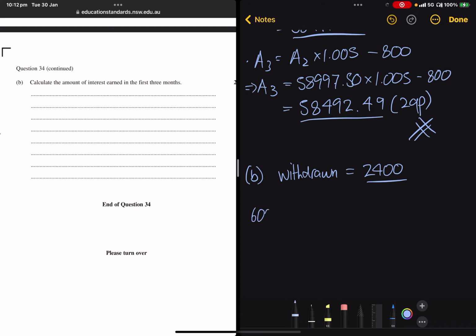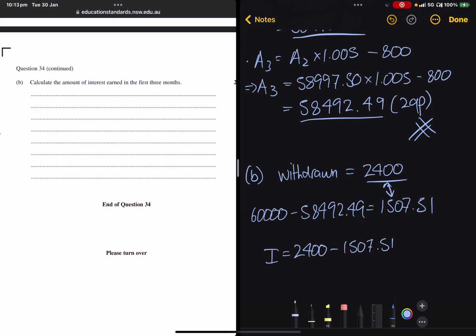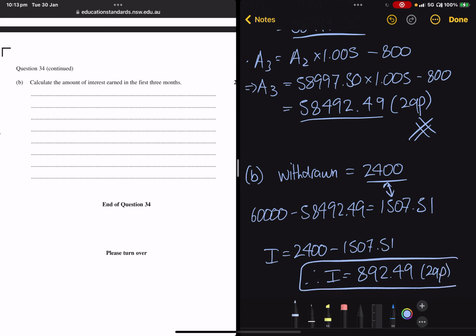So we know the total balance has been reduced from 60,000 to 58,492.49. So this is a reduction of 1,507.51. The difference between the amount withdrawn and the reduction in the balance must be the interest. So this means the interest is 2400 minus 1507.51. So therefore the interest is 892.49. And this is correct to 2 decimal places. And this is the answer that we're after.